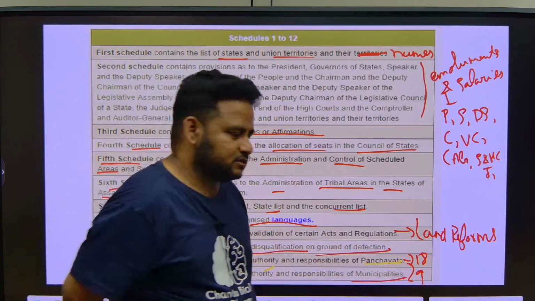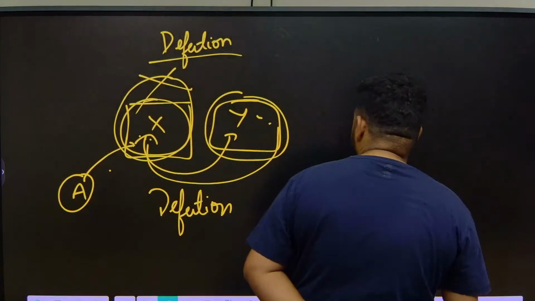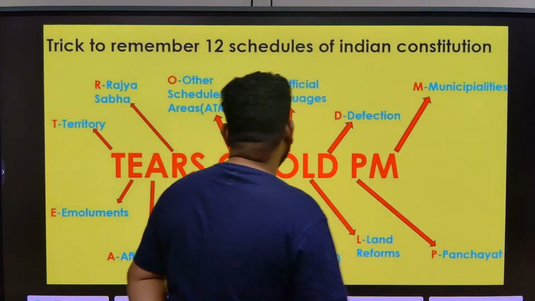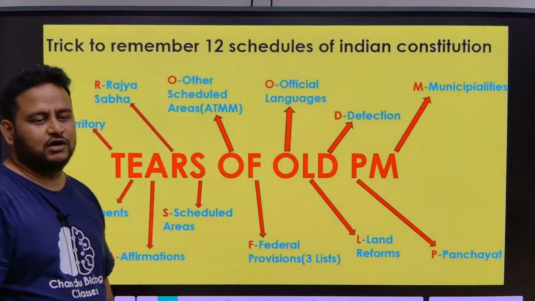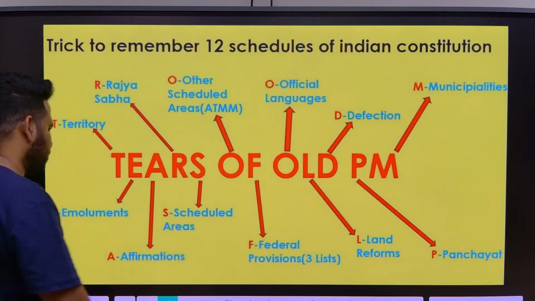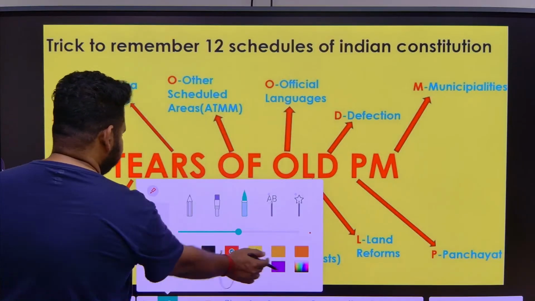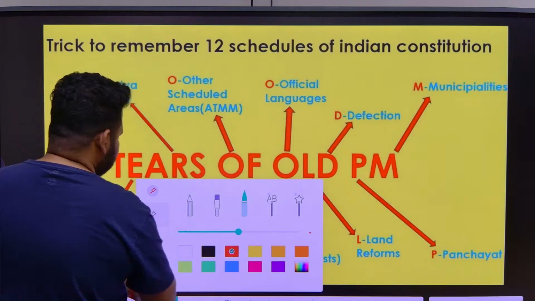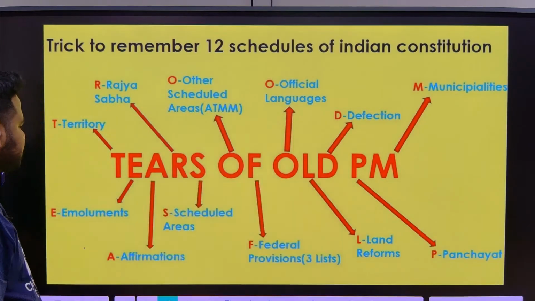Using the trick. So that trick is very famous, most of them know. So that trick, let us see. That is called as what? TRs of old PM. Okay, it is called as what? Tiers of old PM. See here, all of you observe, tiers of old PM.